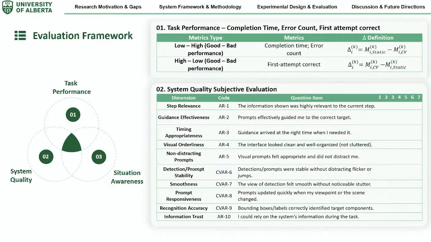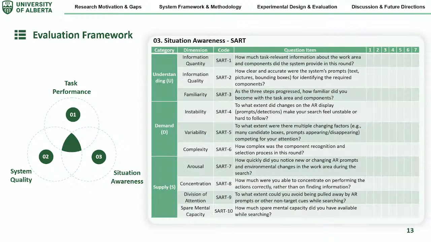And here is our evaluation framework. First, we evaluate task performance, situation awareness, and system quality. As you can see here, task performance is evaluated by completion time, error count, and first attempt correctness. The system quality subjective evaluation uses a self-developed, self-evaluated, and self-verified questionnaire. And the situation awareness is evaluated by a well-adopted questionnaire.